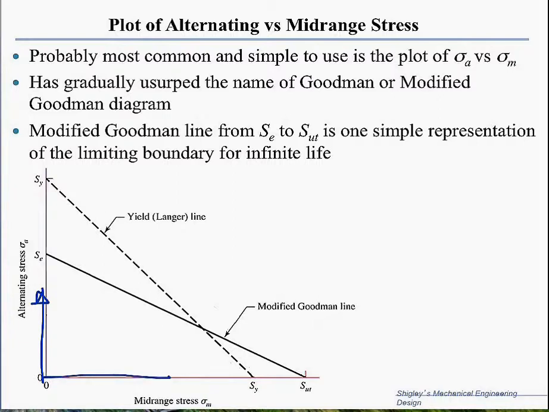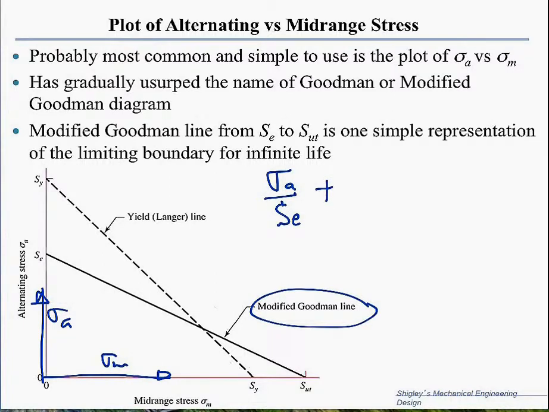So sigma mean is here, sigma alternating is here. All right, so if I just want to find the relationship that is called the modified Goodman relationship, which is sigma alternating divided by SE plus sigma mean divided by S ultimate equals 1.